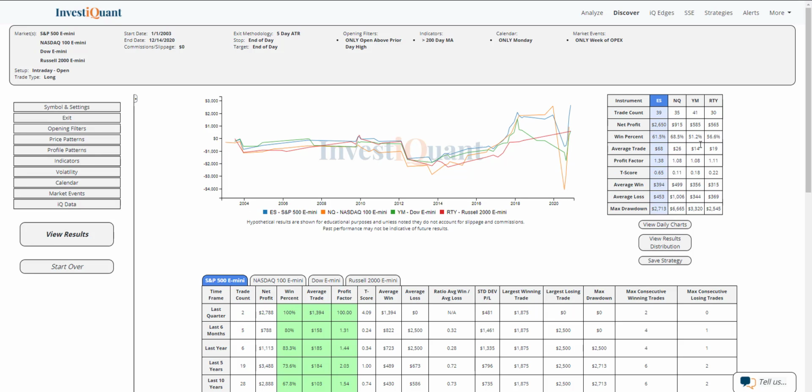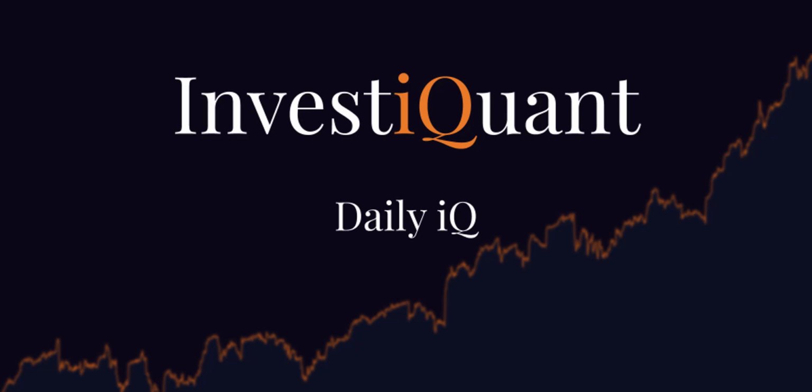As far as the Dow, it looks like those are pretty similar in size, and then the Russell average loss just a little bit bigger than the average win. But as far as win rates go, it looks like they have skewed a little bit more towards the favorable bullish side here historically. So hopefully you found that helpful.